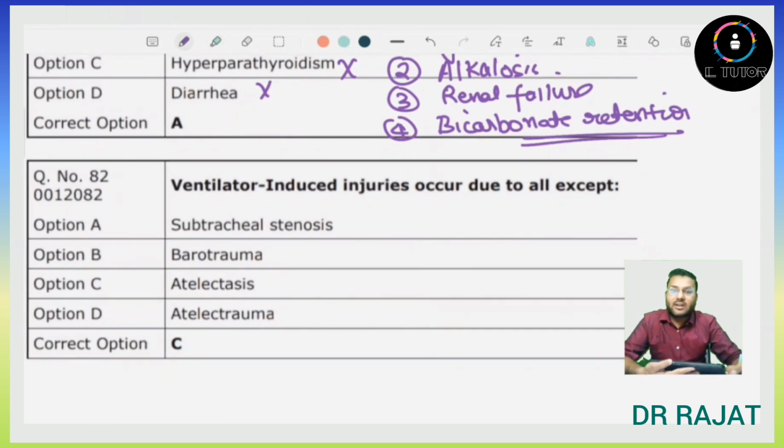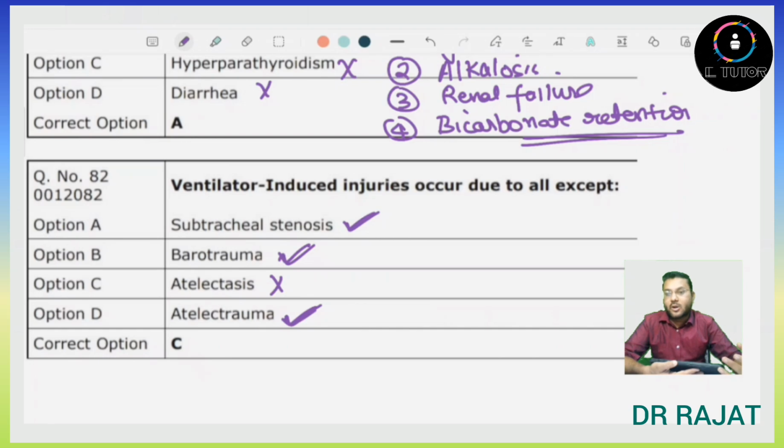The next question is: ventilator induced injuries occur due to all except. So subglottic stenosis, yes, this can occur due to the ventilator. Barotrauma can be there. And atelectasis, no; atelectasis is generally the collapsing of the lung which occurs due to insufficient air supply, or if there is any injury to the chest wall. Atelectrauma, yes, this is true. So air related trauma can be there, but due to the excessive air, atelectasis cannot be there.